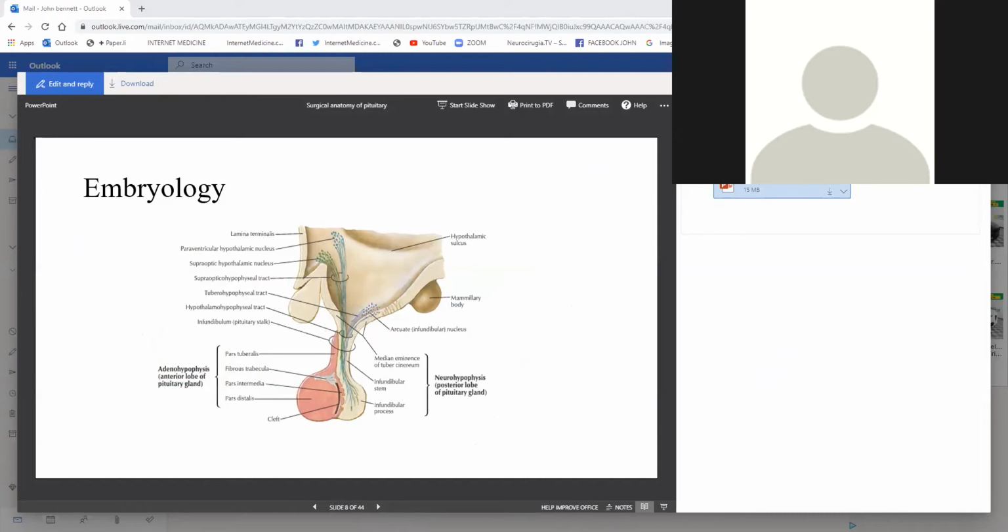endocrine glands. And the neurohypophysis, on the other hand, has fibers extending from the hypothalamus, precisely the paraventricular and the supraoptic nuclei of the hypothalamus, which give fibers which extend into the neurohypophysis and store the hormones produced from the hypothalamic structures, precisely oxytocin and antidiuretic hormone. Next slide.